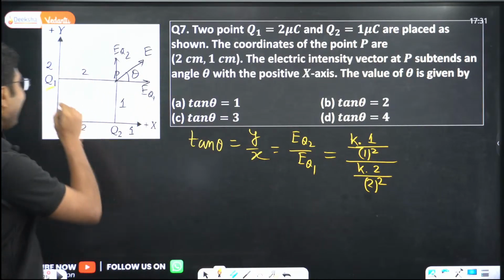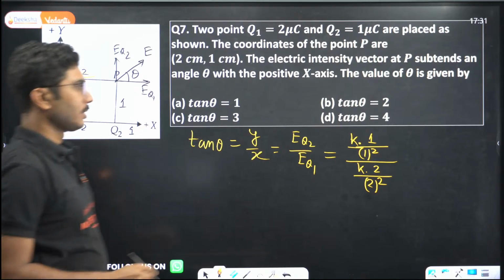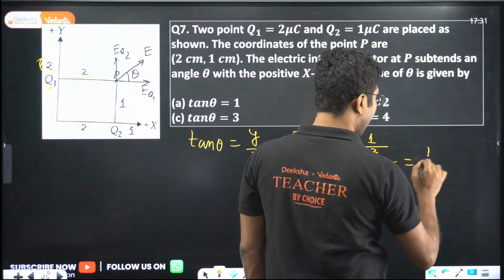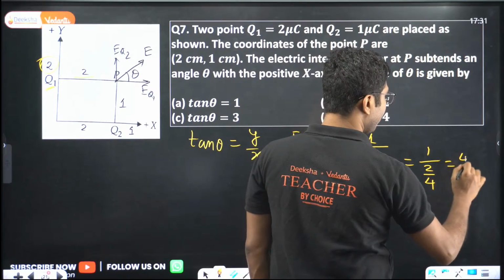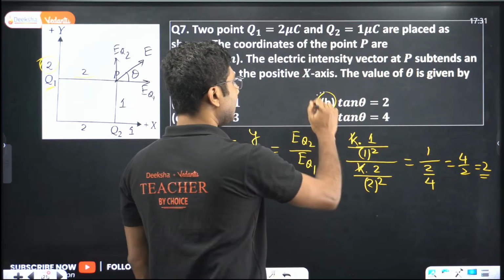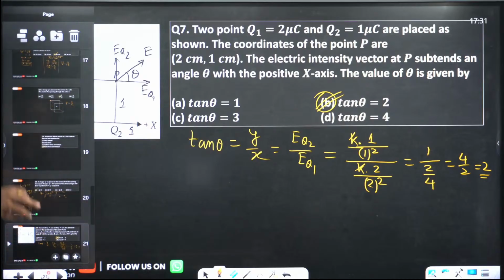Okay, K Q1 by R square, right? So obviously K cancels and you get 1 divided by 2 by 4. That is 4 by 2, that is 2. So tan theta equals to 2 is the correct answer for this question. Sorry, I could not complete the class in time.